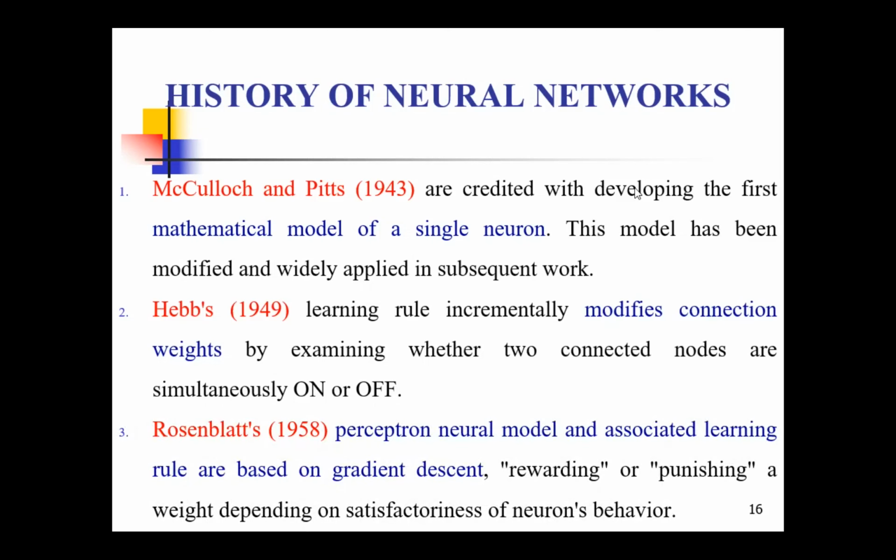And in the year 1958, Rosenblatt's perceptron neuron model and learning rules based on gradient descent methods emerged. So from there only we are going to move to this stage. There are many further modifications and developments in the ANN, but these three are the initial stages of development of ANN.